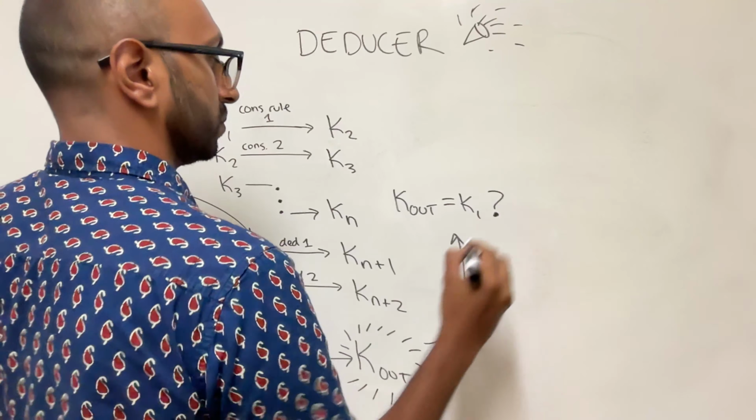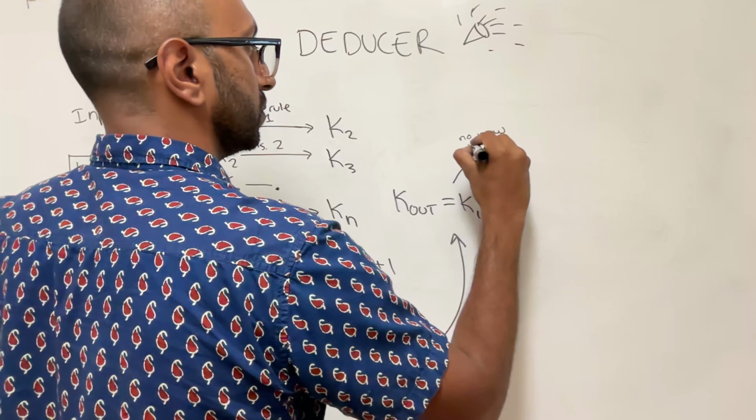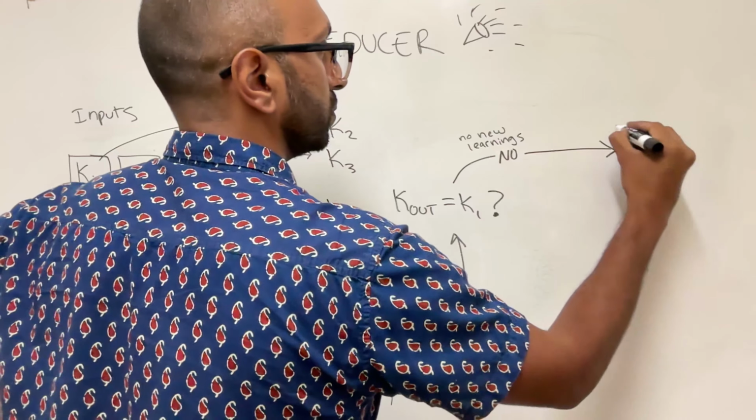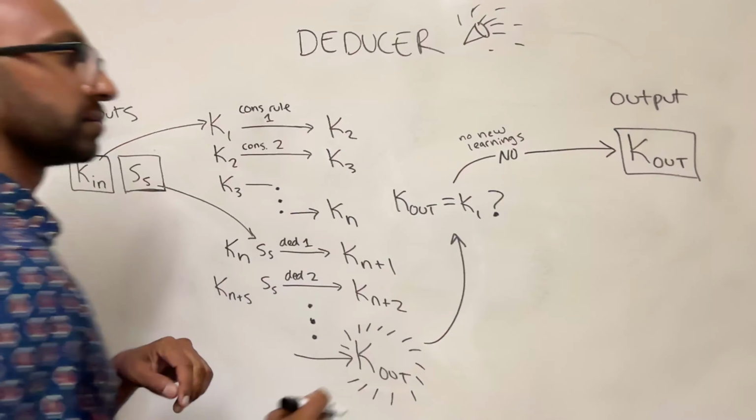We'll take this k out and check if it's exactly the same as k1. What we're doing here is checking each of the maps in that knowledge to see if they have the same exact data. If they have the same exact data, that means we did not learn anything new, and we can just return that out of the deducer.